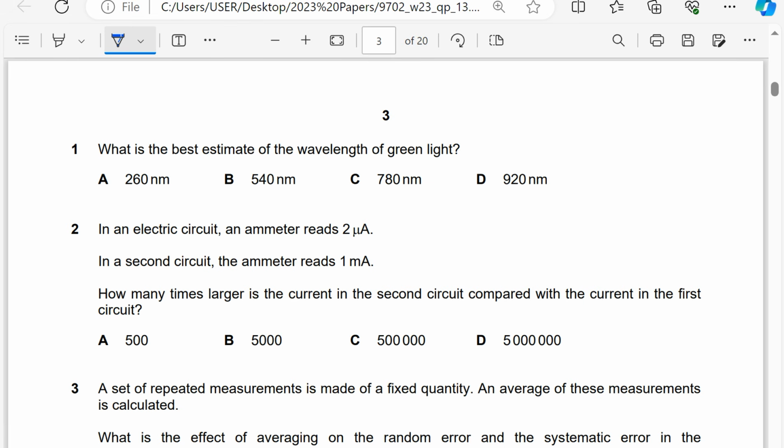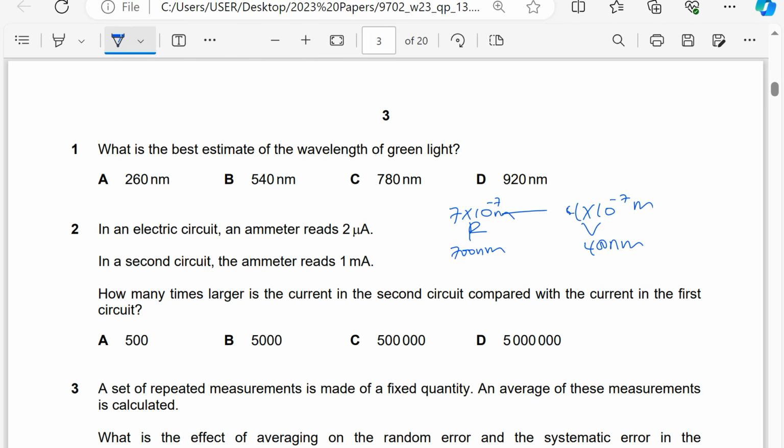Question number 1. What is the best estimate of the wavelength of green light? Of course, green light is in the visible spectrum. Visible spectrum ranges between 7 times 10 to the power of -7 meters, this is for red, up to 4 times 10 to the power of -7 meters, this is for violet. When you change this from meters to nanometers, this will be 700 nanometers, and this will be 400 nanometers for violet.